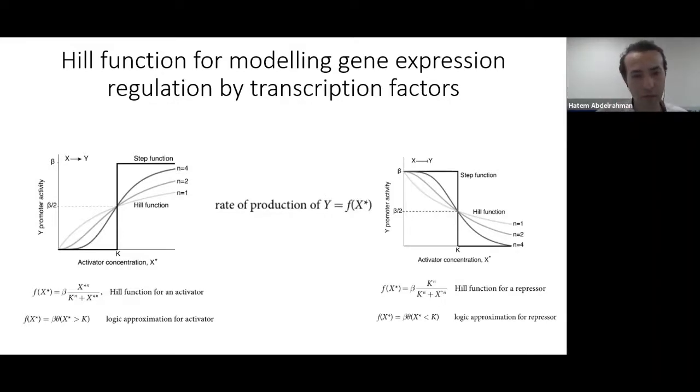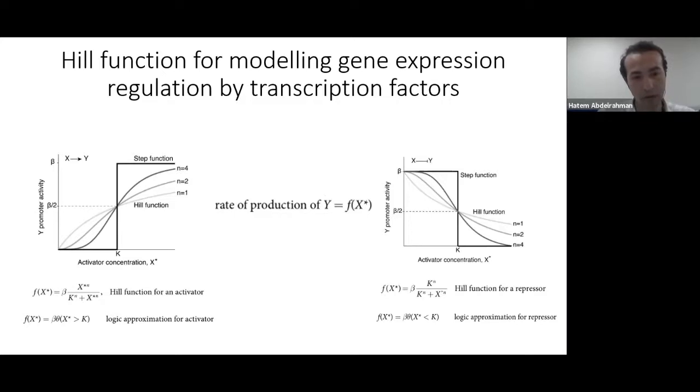A Hill function describes the rate of production of protein in terms of the concentration of the activated transcription factor, whether it is an activator or a repressor. So we have this Hill function. This is a common form of the reduced model that can simplify the modeling and the analysis of genetic circuits.